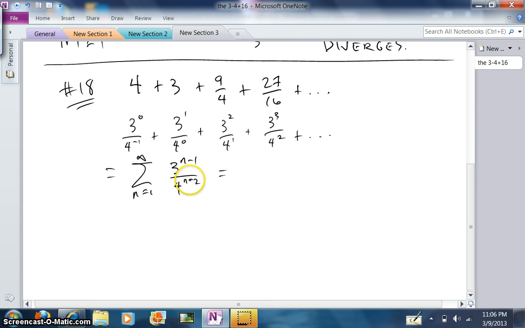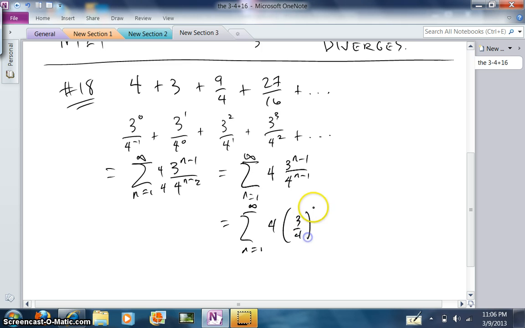So let's modify the bottom here by multiplying by 4, and multiply by 4 on the top as well. Actually, it might look a little better if I multiply on the bottom over here and on the top over there. Okay, so what do I get from doing that? I still have the 4 out in front, but the 3 to the n minus 1 is now over 4 to the n minus 1. And then one extra little step here to rewrite it as that.